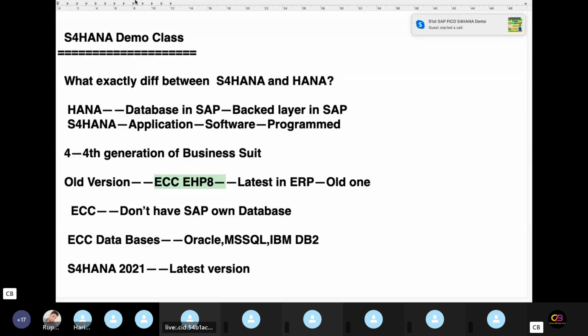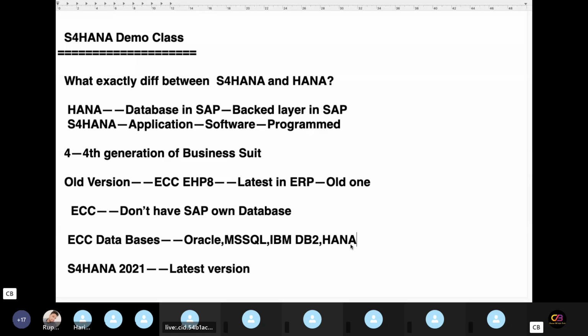Oracle and MS SQL are the databases connected with ECC, but earlier SAP had no database of its own. After that, SAP came up with a new database, called the HANA database. This HANA database is integrated with S/4HANA 2021. And we can run this HANA database in the ECC system also, because it's the same SAP product, whether it is the old version or the new version.